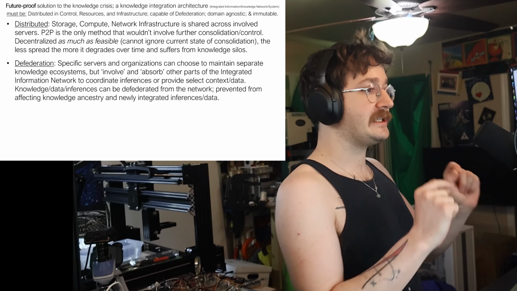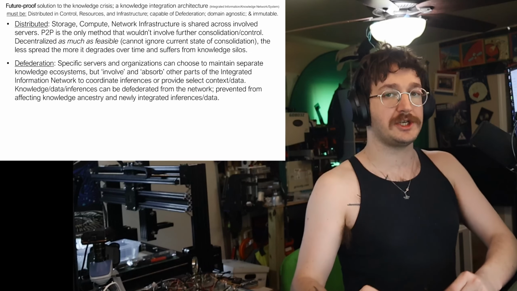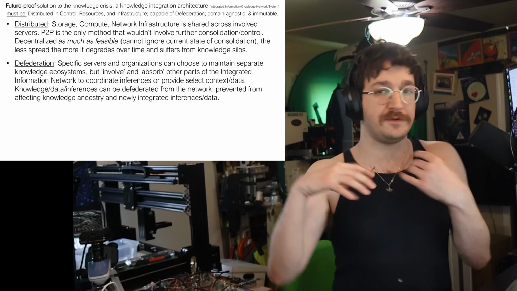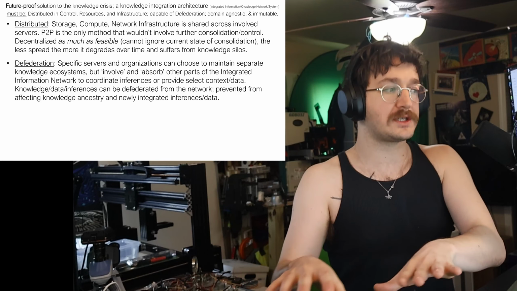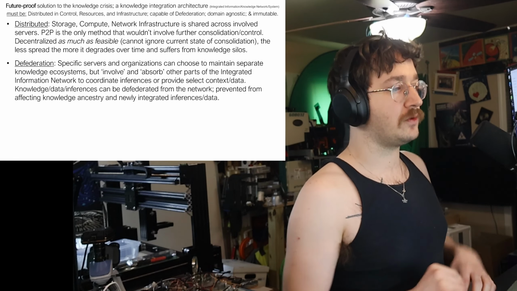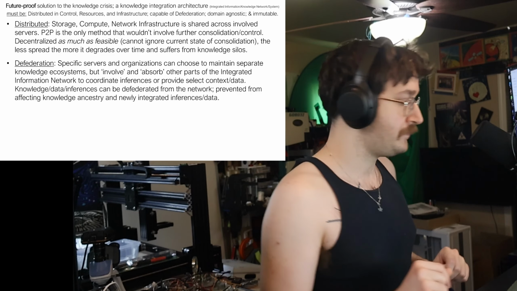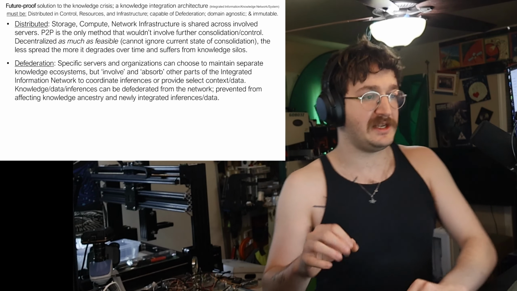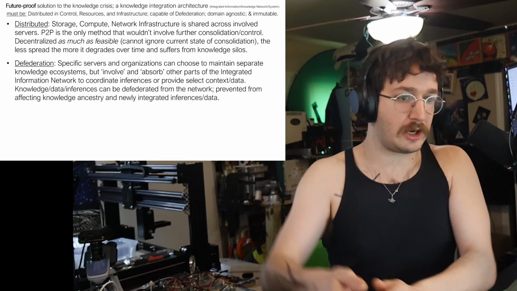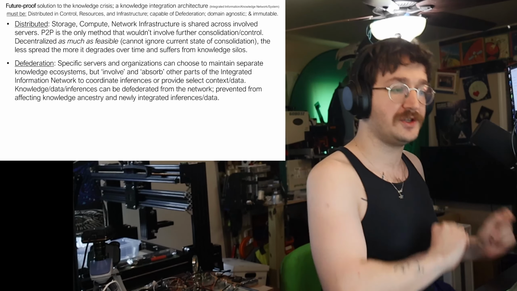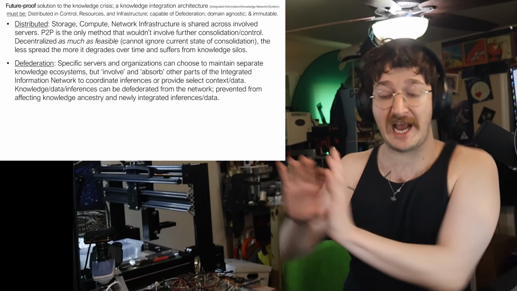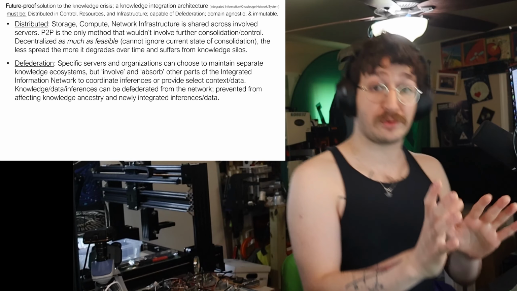Defederation refers to the idea that specific servers and organizations will be able to choose to maintain separate knowledge ecosystems, but then involve or absorb other parts of the integrated information network in order to coordinate inferences or provide select context or data. So the knowledge, the data, and the inferences can be defederated from the network. It can be separated. It can be cut off. It can be prevented from affecting the knowledge ancestry and newly integrated inferences or data. So that's when you defederate. So you can have it separated by default, and you can separate it later, right?